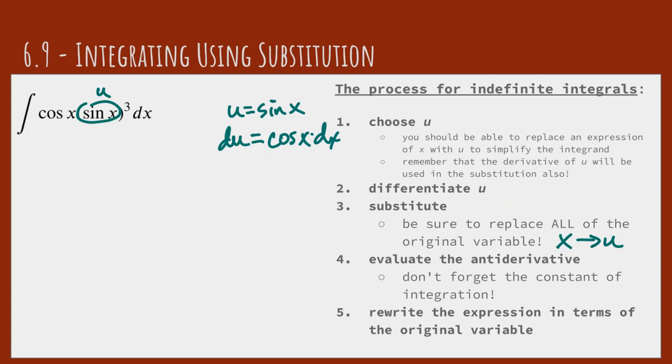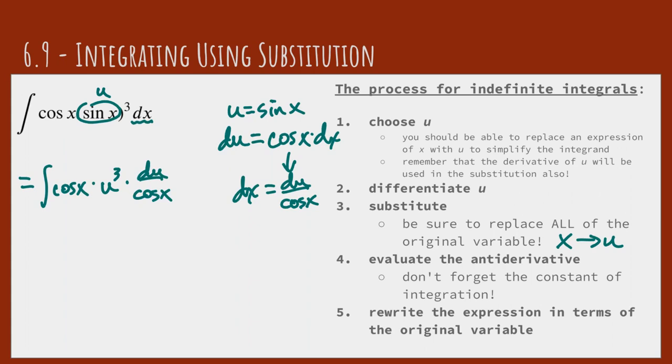To replace the dx, which also has to be replaced because I have to get rid of all x's, what I'm going to do in this equation right here is solve for dx. So dx is equal to du over cosine of x, and I'm going to replace the dx with that. Now, I do know that there's a cosine of x here, and we'll deal with that in a minute. But right now I'm focused on the u substitution and the dx substitution. And so we get the antiderivative of cosine of x times u to the third power times dx is going to be du over cosine of x.